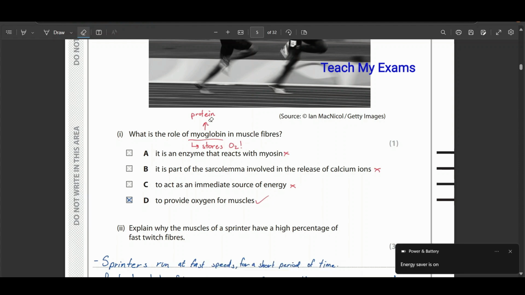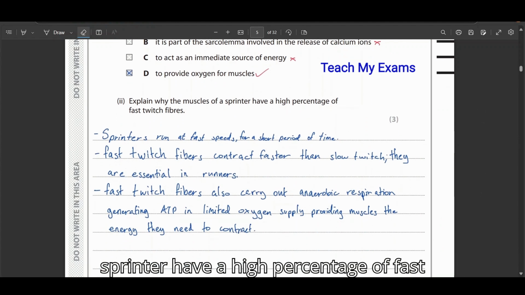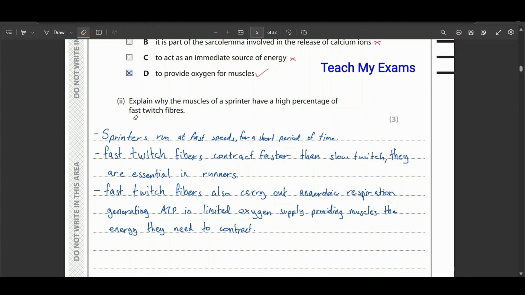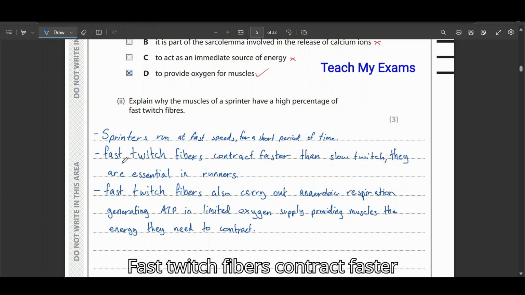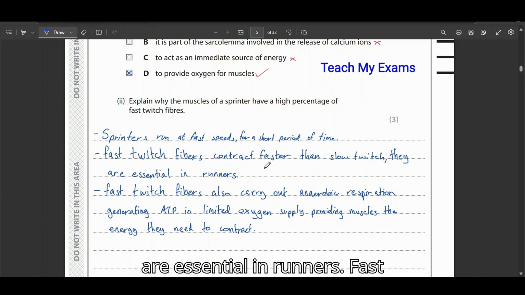Therefore, it's going to provide oxygen for the muscles. Now, we have: explain why muscles of a sprinter have a high percentage of fast twitch fibers. Sprinters run at fast speeds for a short period of time. Fast twitch fibers contract faster than slow twitch fibers, therefore, they are essential in runners.